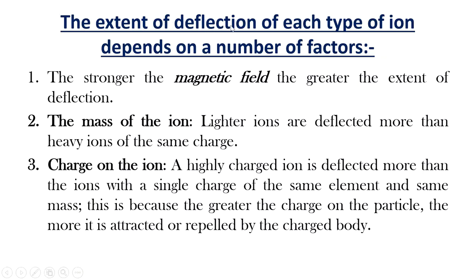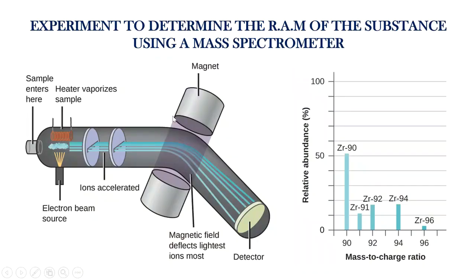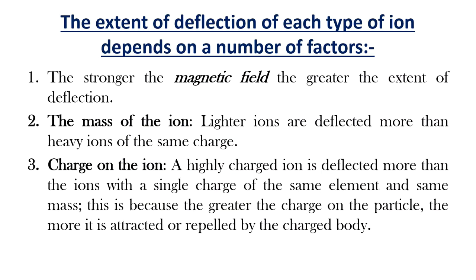The extent of diffraction of each type of ion depends on a number of factors. Which factors are we talking about? Number one, the stronger the magnetic field, the greater the extent of diffraction. So if the magnetic field is very strong, the rate at which these ions are curved, at which the diffraction takes place, will be very high. That is the first: it depends on the strength of the magnetic field.